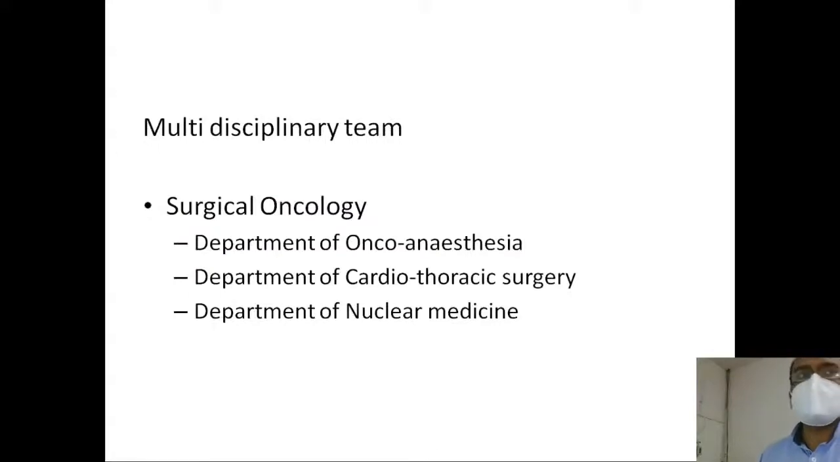Now coming to the ILP technique. Since it was a complex surgical procedure, it involved multiple departments, including the Department of Onco-anesthesia for perioperative management, a CTVS surgeon for handling the vessels, and a nuclear medicine expert for checking the leakage of the cytotoxic drug into the systemic circulation during the procedure with the help of a radioisotope.